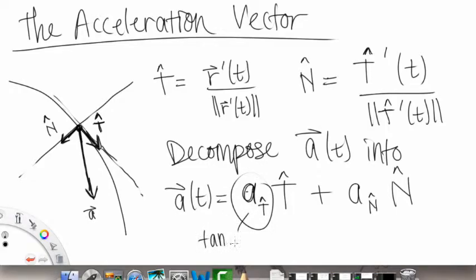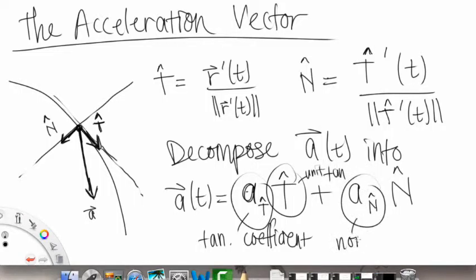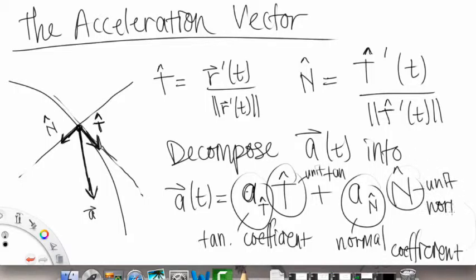This is the tangential coefficient, this is the unit tangent, this is the normal coefficient, and the last thing we see here is just our unit normal. So this is what we're striving towards to find.